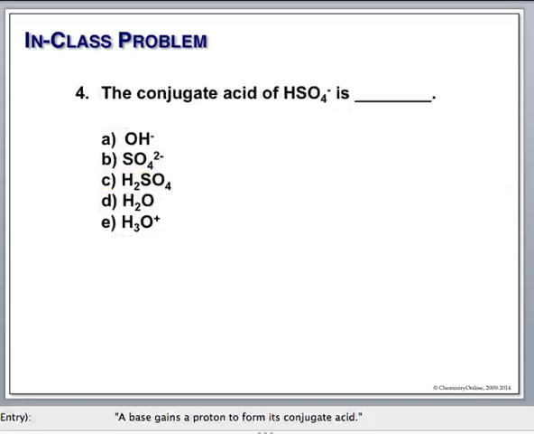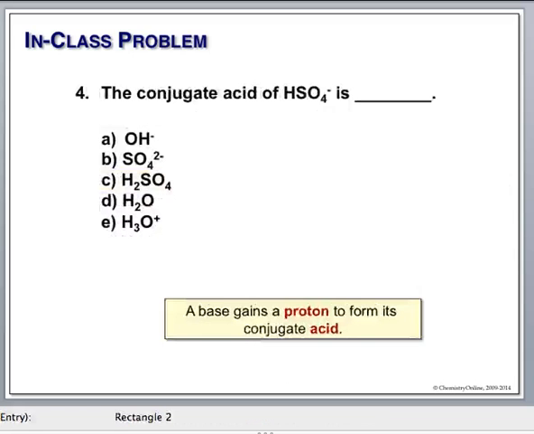What is the conjugate acid of hydrogen sulfate? So this is the base form, isn't it? Yeah, so the conjugate base plus a proton is sulfuric acid.